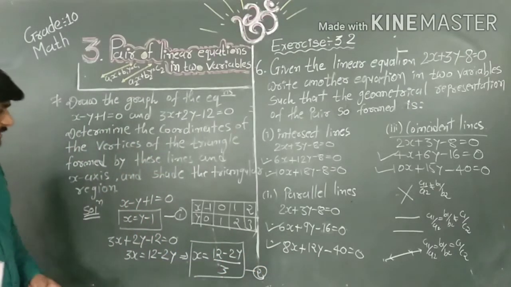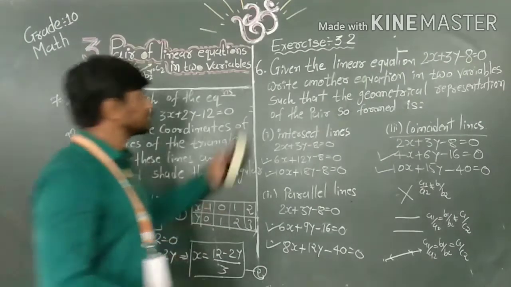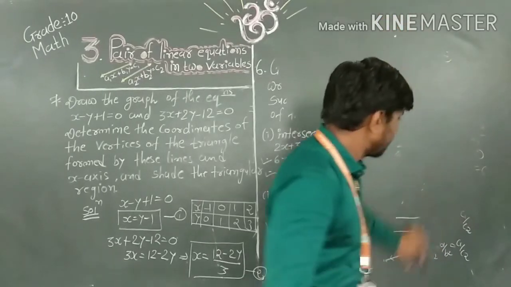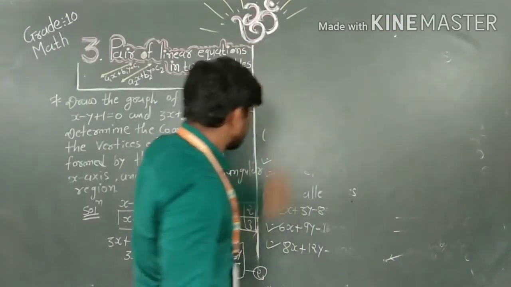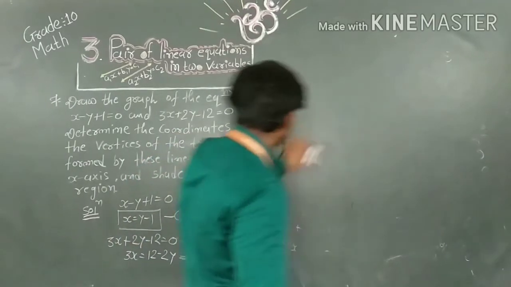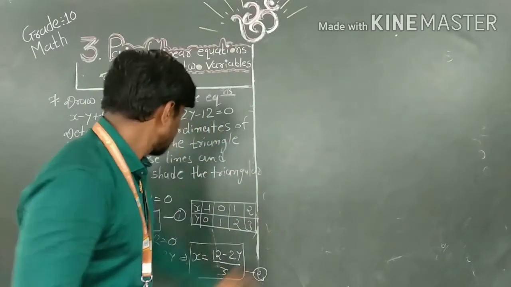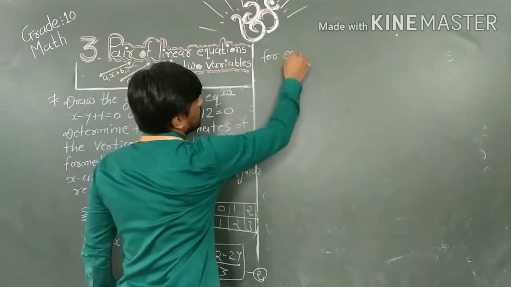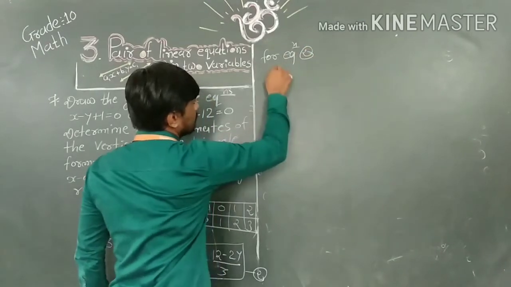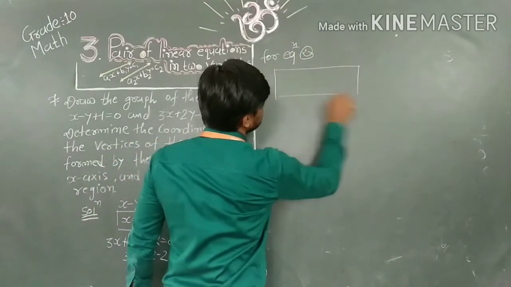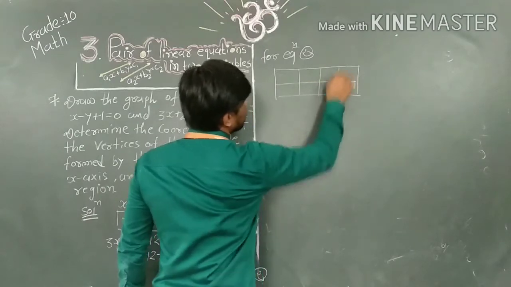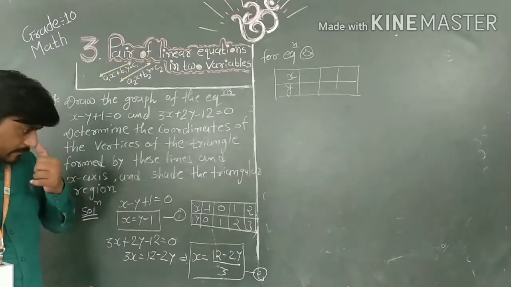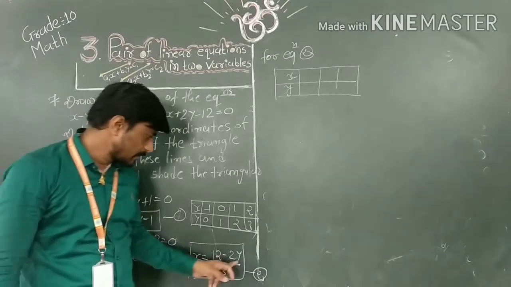Okay. Now for the second equation, I take some values. Look here everyone, and make a table. Simply you take a minimum of 2 or a maximum of 4 or 5 values. For equation 2, we make a table, x and y. Okay, if we take y is equal to 6, what happened?